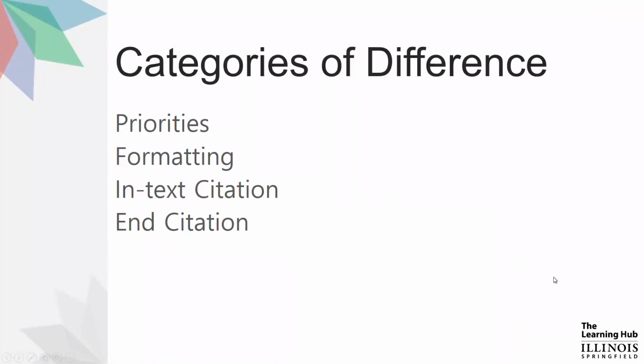Now, when we talk about MLA versus APA, there are four things we're going to cover in this workshop. The first are the priorities that differentiate the two systems, and then we'll get into the actual ways that these styles require you to format your papers and then use research in your papers. So that includes the formatting and then the in-text and end citations.